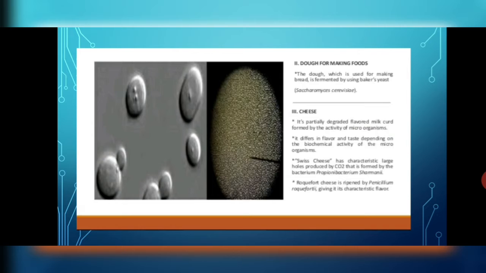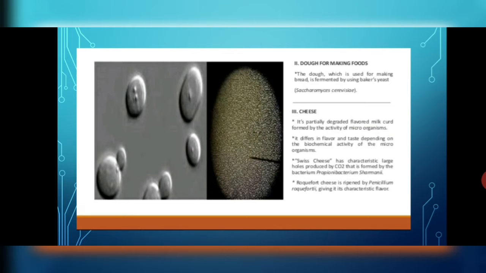Then, for preparing dough for breads, batura, etc., we use Saccharomyces cerevisiae, which is known as baker's yeast. Apart from that, in order to prepare cheese, there are different microorganisms that are used. For example, to prepare standard Swiss cheese, the bacterial strain Propionibacterium shermanii is used. It produces holes because of the evolution of carbon dioxide.